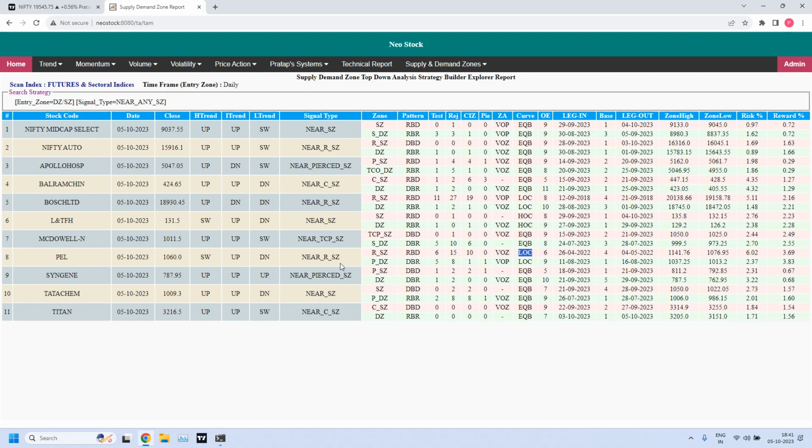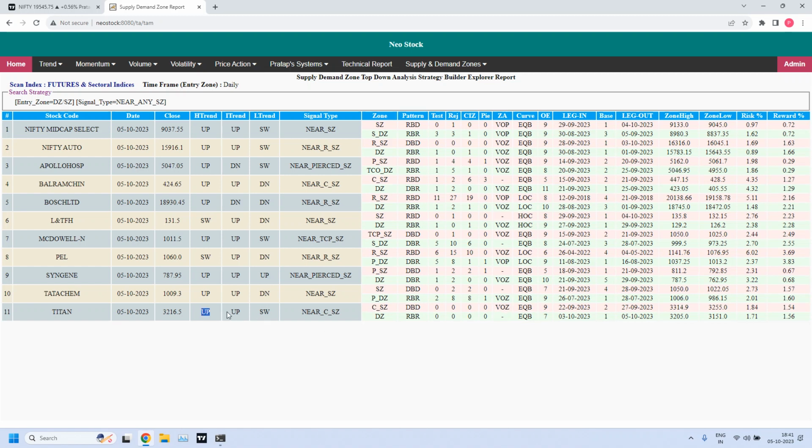So that's why you should be very careful. And what else we have? Yeah, Titan, C underscore SZ. This is completely all zeros. Zero test, zero rejection, zero close inside the zone, and zero pierced. So it's a good stock, but location, equilibrium, fine.